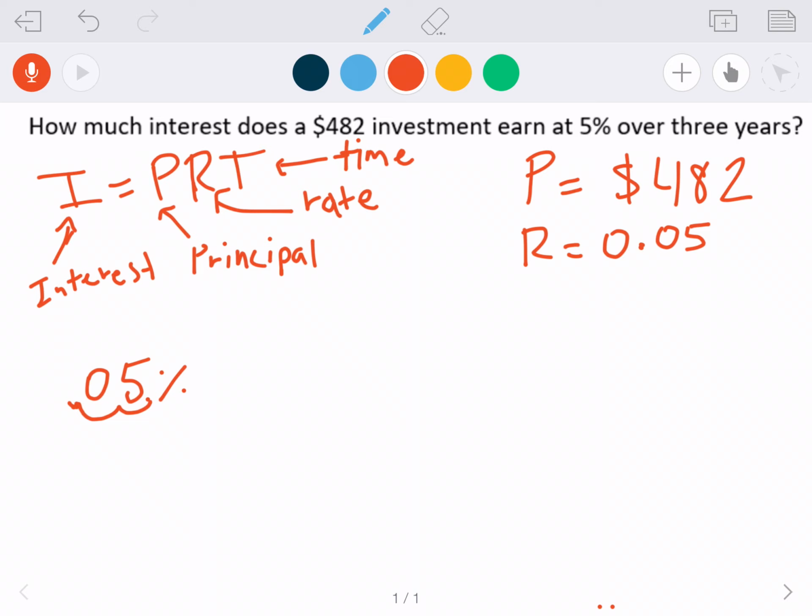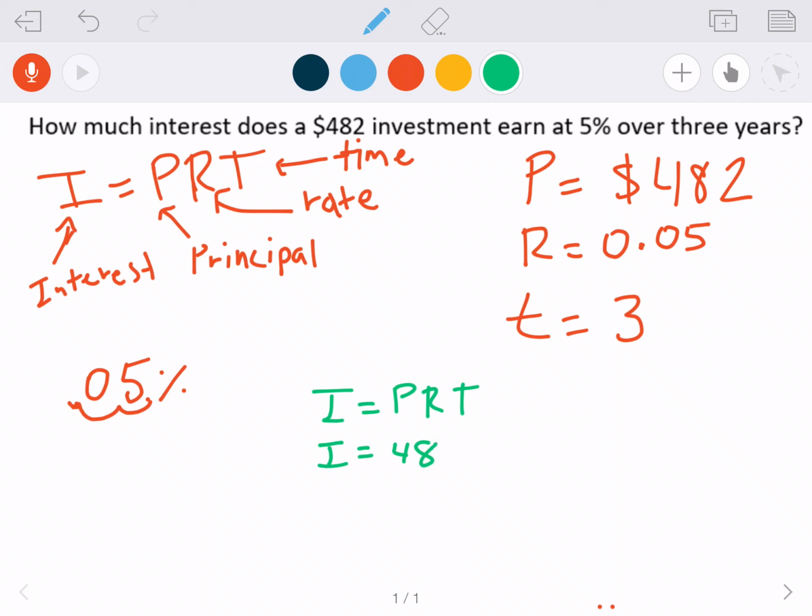And then finally, the last one is T. T stands for time, and the problem tells us that we're keeping this investment for 3 years. So the hard part with this process is making sure that the right numbers are going with the right things: principal, rate, and time. We are solving for the interest. It says at the very beginning how much interest, so we don't know that. Interest is the I. So I'm going to go down here, and I'm going to rewrite my little equation, and then I'm going to plug in those numbers.